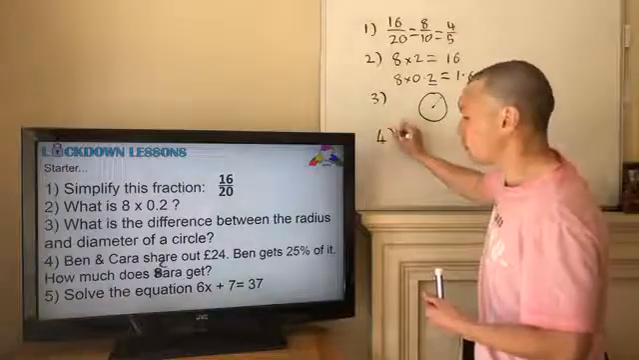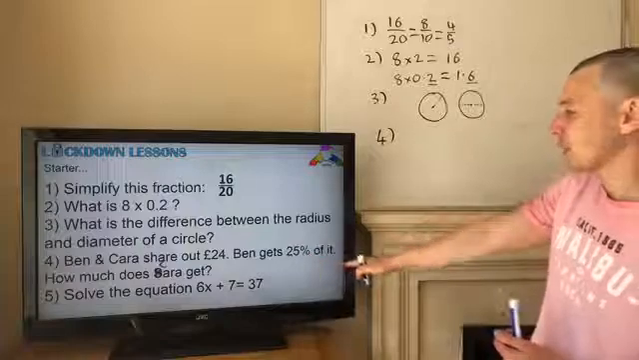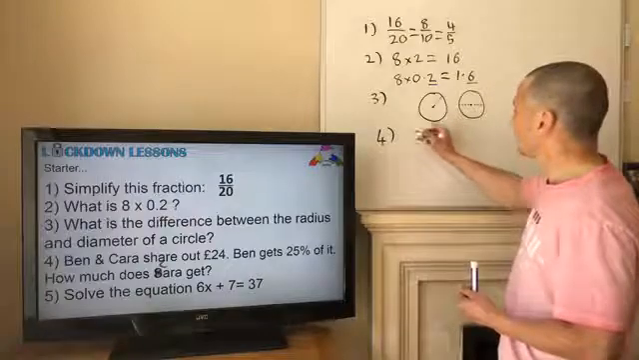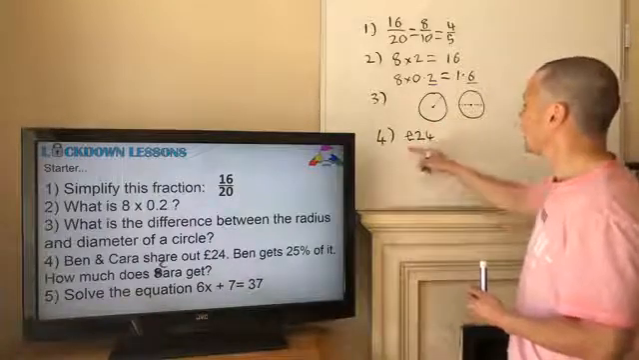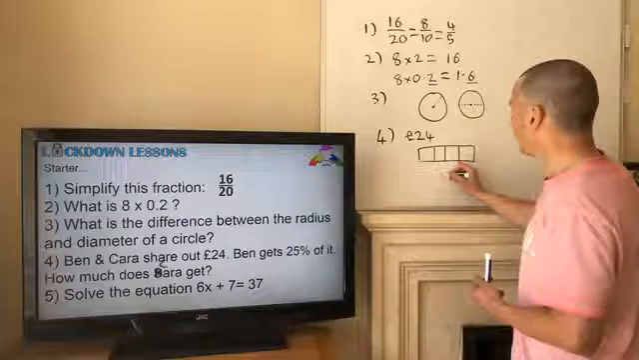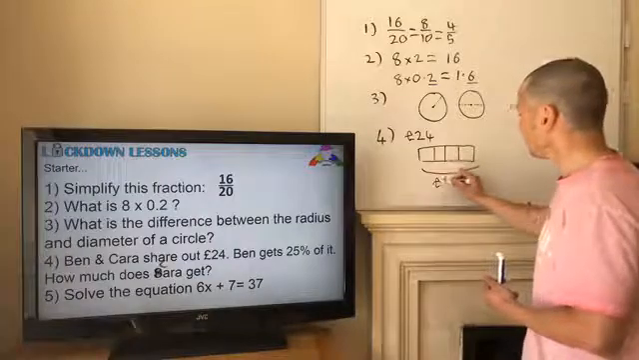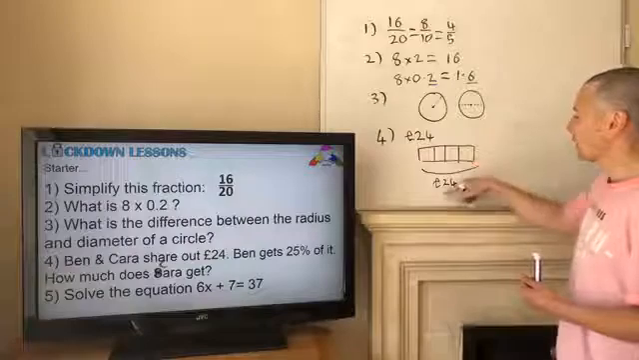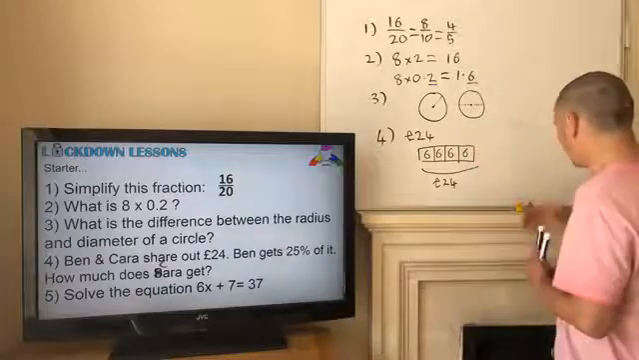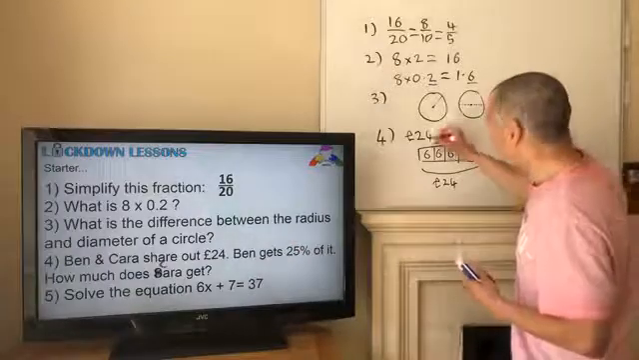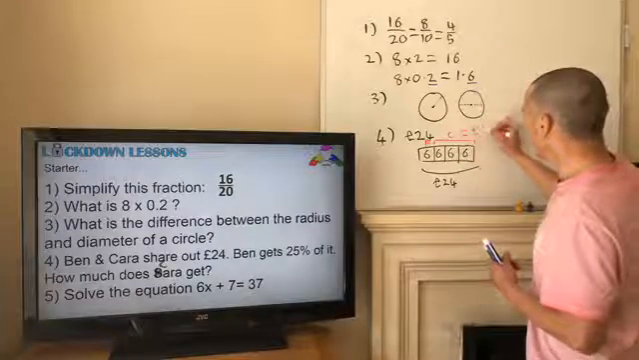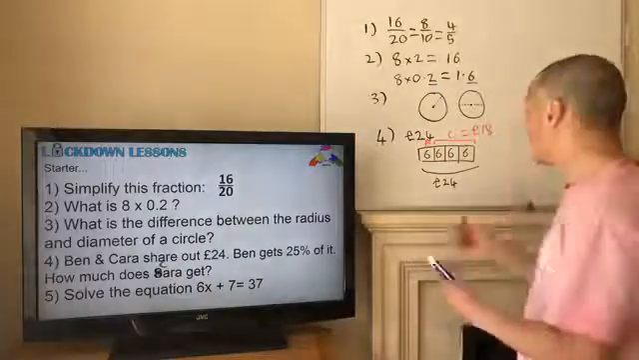Okay, question 4. So we've got a 25%, 75% question here. So Ben gets 25%. So if you've got £24, okay, divide 25% of that, that is a quarter of it. Or if you like, split into 4s. If that's £24 altogether, we're going to split into 25%, so we divide by 4, which gives us 6 in each one. And then you can see Ben gets 25%, so Ben gets this amount there, and Cara gets all of those, which equals £18. So, as long as you get there, I don't mind.